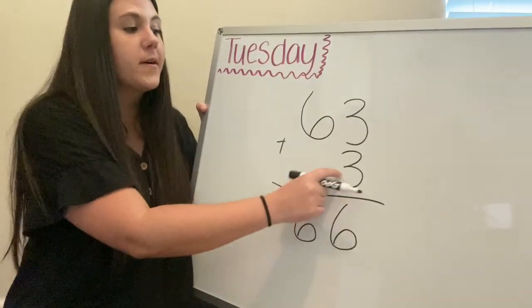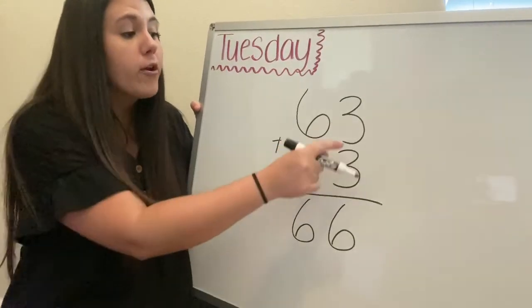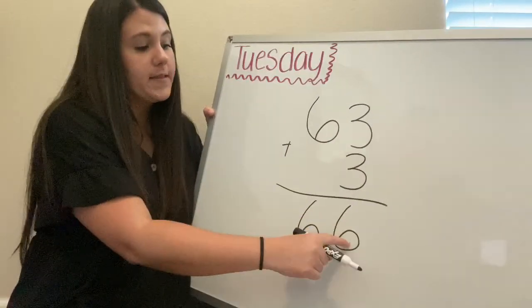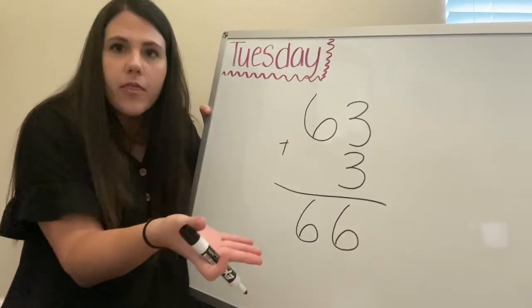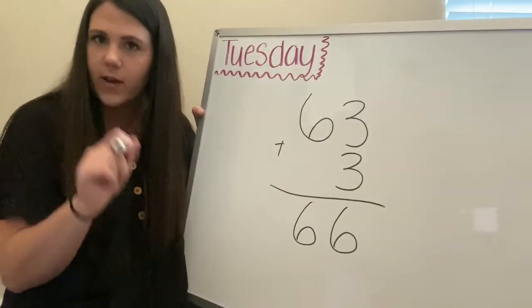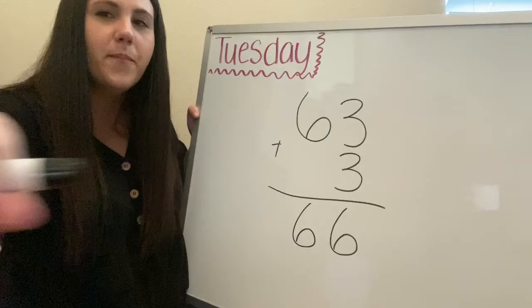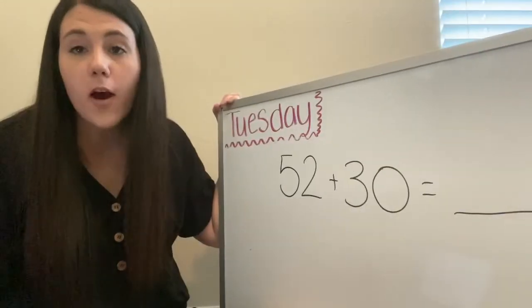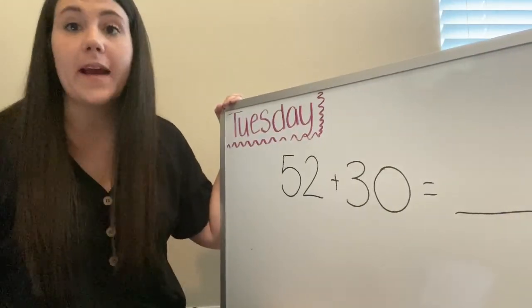I knew that 3 plus 3, using my doubles fact, 3 plus 3 is 6. So I brought my 6 down. 6 plus nothing is 6. So my answer is 66. Did you get the same answer? Good job. Okay, so now we're going to be counting on by tens.